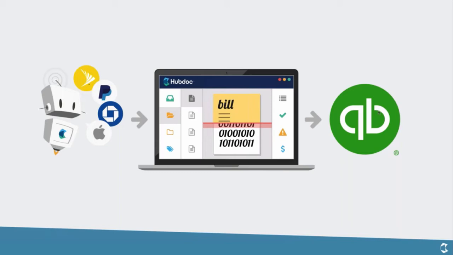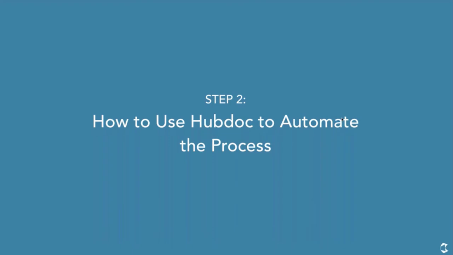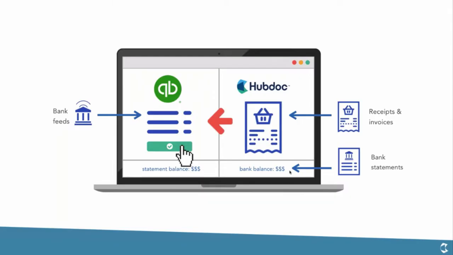So let's put this all together and see how Hubdoc and QuickBooks Online work together. We'll go through a high-level overview first and then jump into more detail through our product demo. On the left-hand side here is QuickBooks Online. This is where your bank is connected and you have bank feed transactions flowing through, as well as your bank statement balance. On the right side is Hubdoc, where we have pulled in all of your clients' financial documents, the receipts, invoices, and bills.